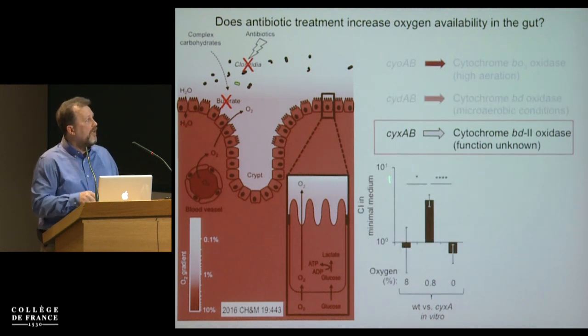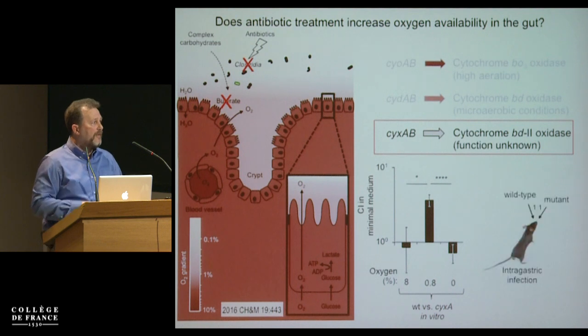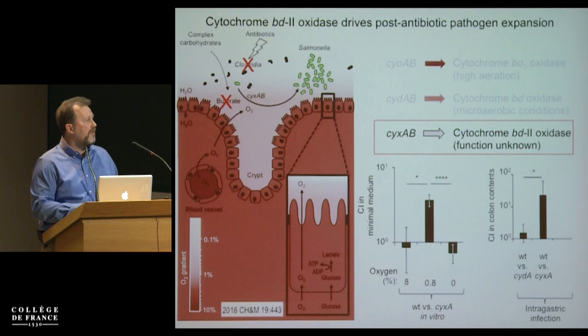However, the other enzyme was interesting because it conferred a benefit at lower oxygen levels. So at 8% tissue oxygenation, there's no benefit of this second enzyme, the BD2 oxidase, encoded by 6A. But at 0.8%, you see an advantage, and this is dependent on oxygen because in the anaerobe chamber, there's no benefit. And so then the question was, does it confer a benefit in the gut?